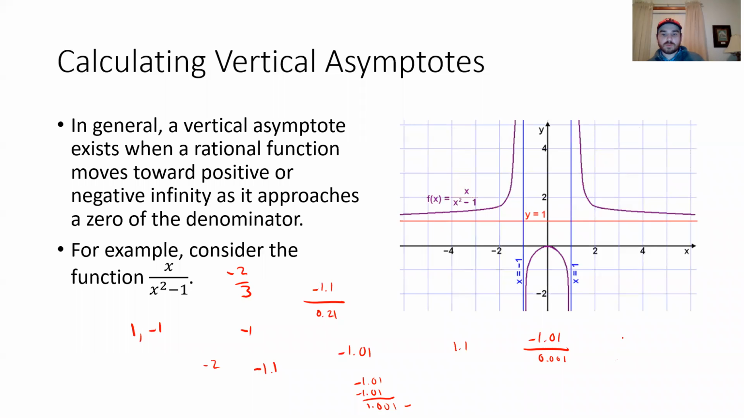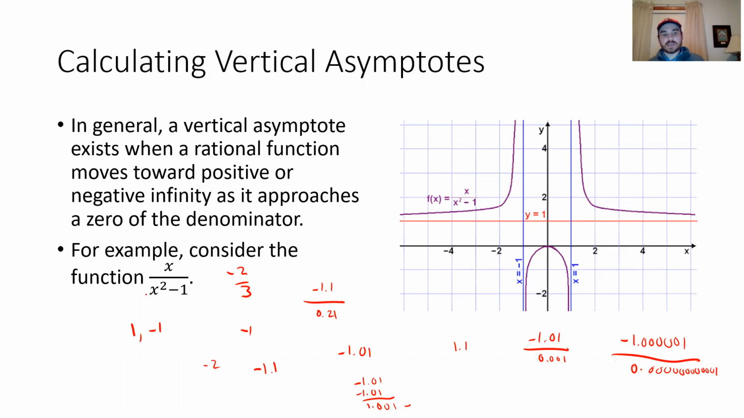If we had negative 1.000001 over 0.000000000001, something like that, this number is getting really huge really fast. It's negative, so it's getting really small, I guess. But it's going towards negative infinity, and it's never quite reaching it. So it's never reaching this point where x is 1, or negative 1.